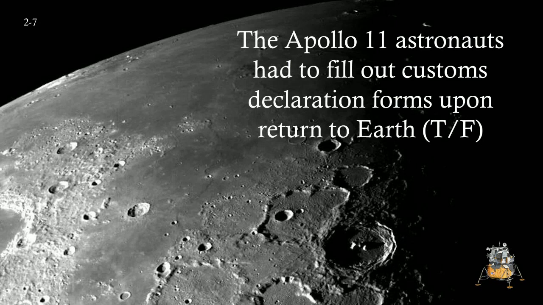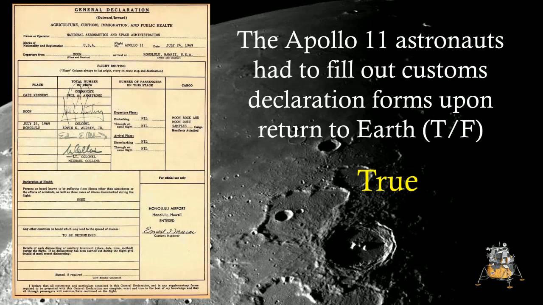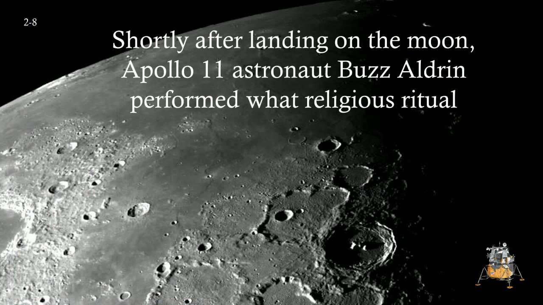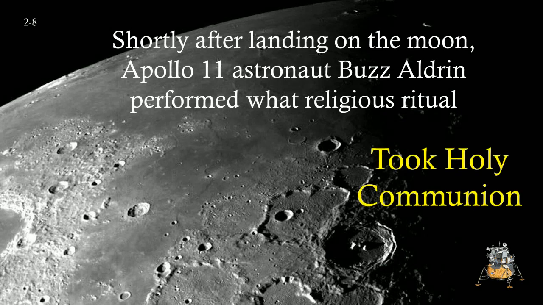Question 7. The Apollo 11 astronauts had to fill out customs declaration forms upon their return to Earth. True or false? That, incredibly, is true. There it is. They did bring back moon rocks, and so they had to declare that stuff. Incredible how the bureaucracy works. And shortly after landing on the moon, Apollo 11 astronaut Buzz Aldrin took Holy Communion. That was the religious ritual that was being referred to there.